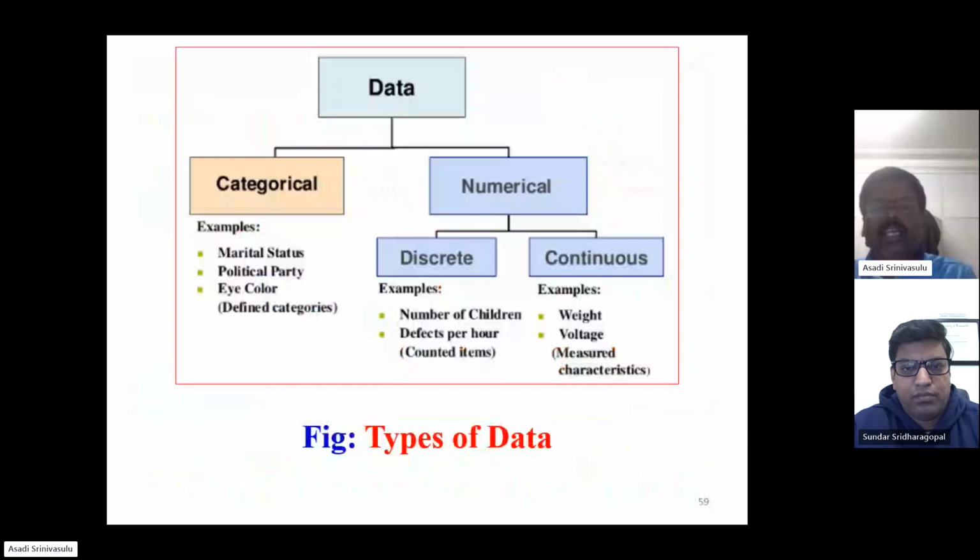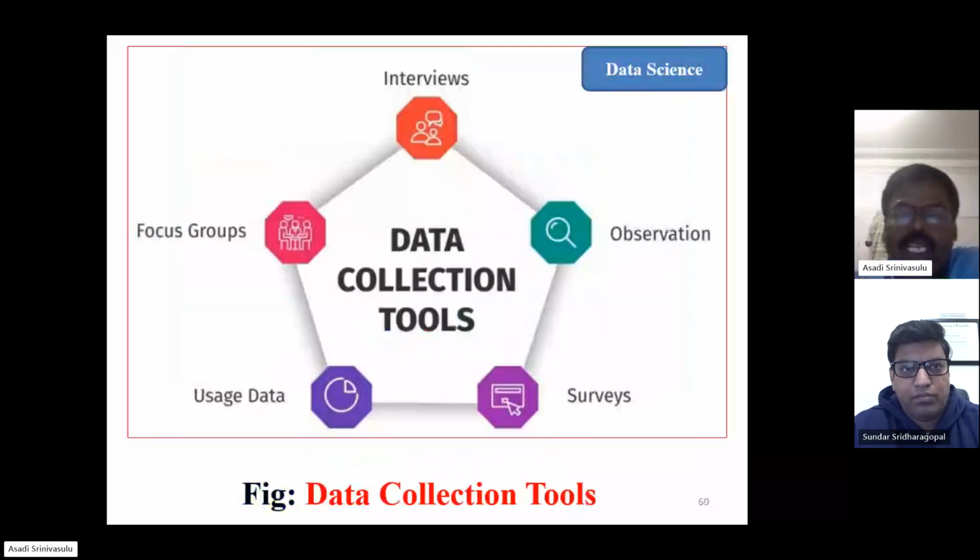And the numerical data, again, we are classifying into two types: discrete and continuous. Discrete means we are not generating data in a continuous manner, for example hourly based counts, defects per hour in a software, counted items, number of children in a family. This comes under discrete data. Continuous data, if you take voltage continuously increasing, or our weight continuously increasing, or our age also continuously increasing, that is an example of continuous data. That is measured characteristics.